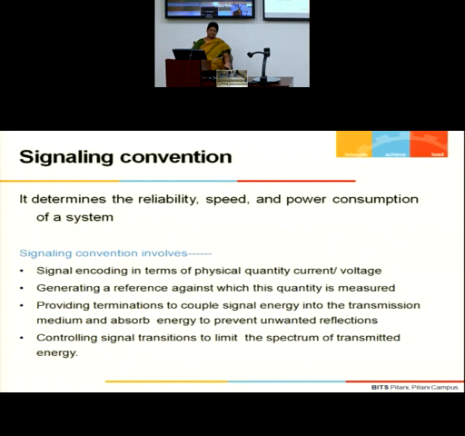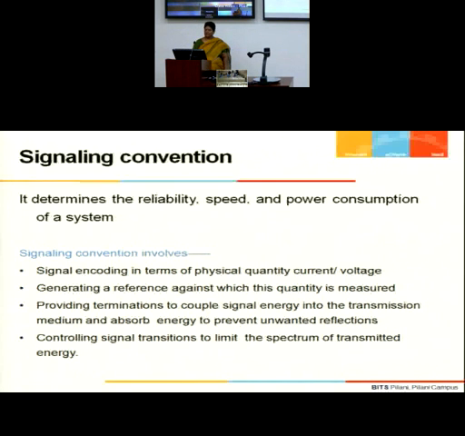And then signal transitions: we have to limit how many times the signal is transmitted, because that requires a wide spectrum, and we know that bandwidth is always at a premium. Within limited bandwidth, we should be able to send as many bits as possible to achieve a higher data rate. Bandwidth is never sufficient for us; the bandwidth available to us is very, very small, a limited value. And still I want to achieve a high bit rate.